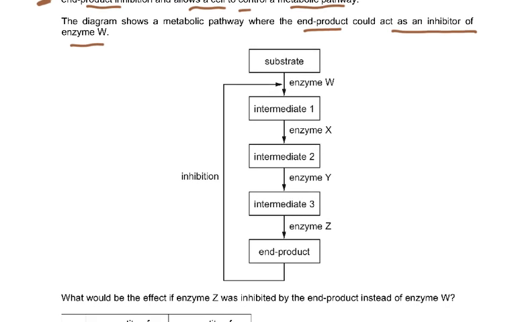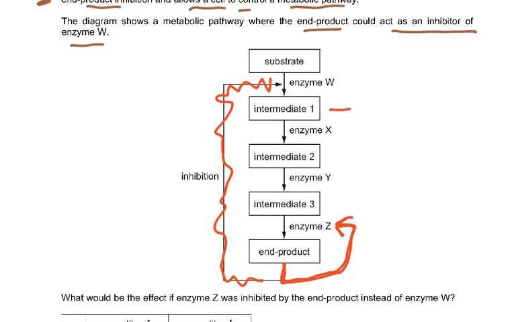Now it says, what would be the effect if enzyme Z was inhibited? So we have another diagram. Now we have something like this. Instead of this, which is wrong, this is correct. Cut it off. Now the end product is inhibiting enzyme Z. What would be the effects if enzyme Z was inhibited by the end product instead of enzyme W?